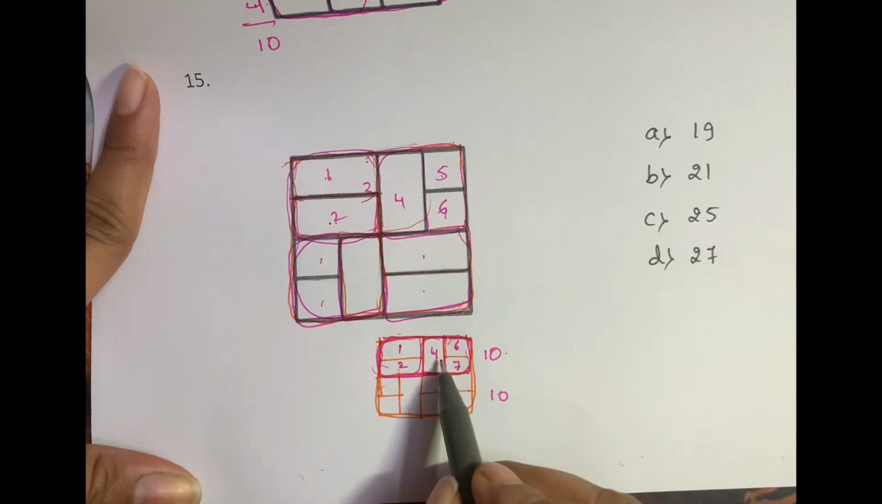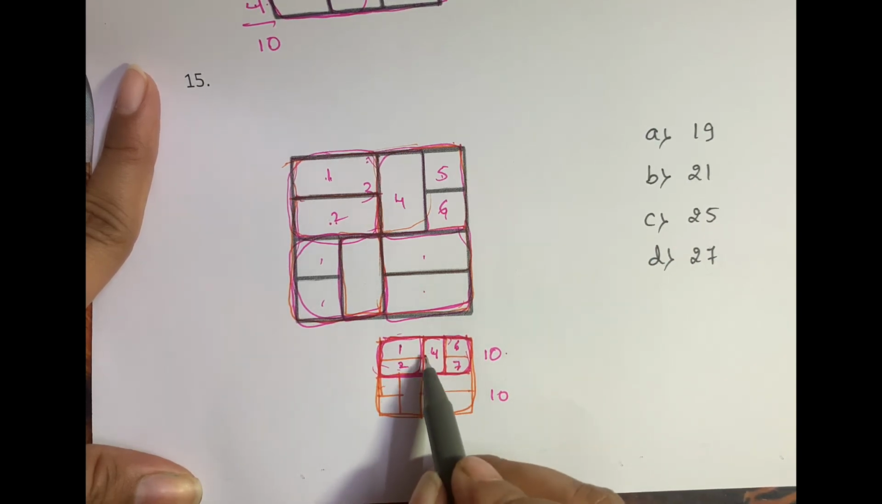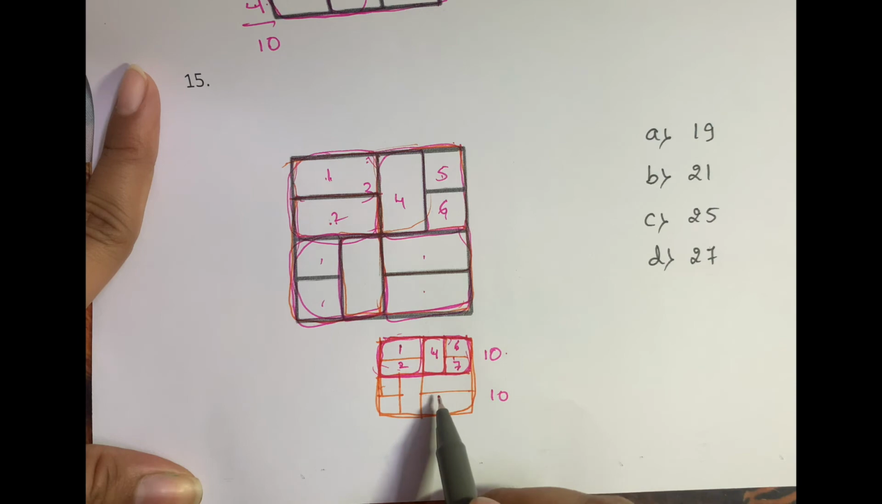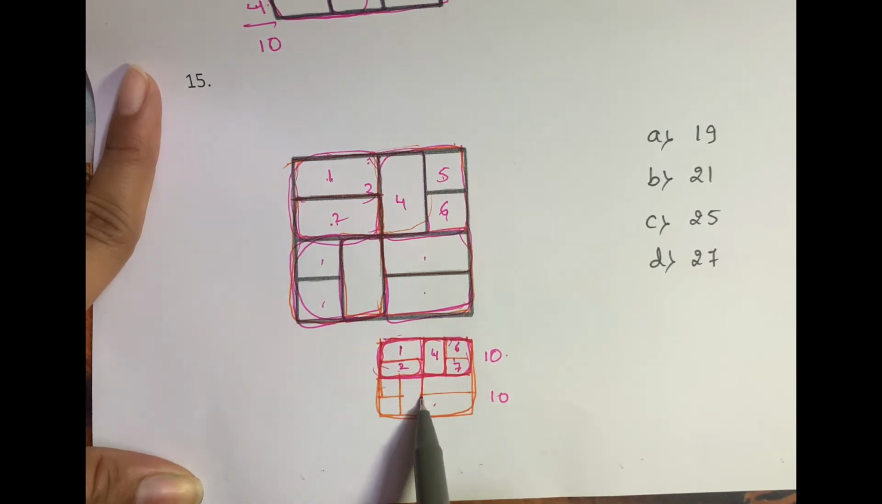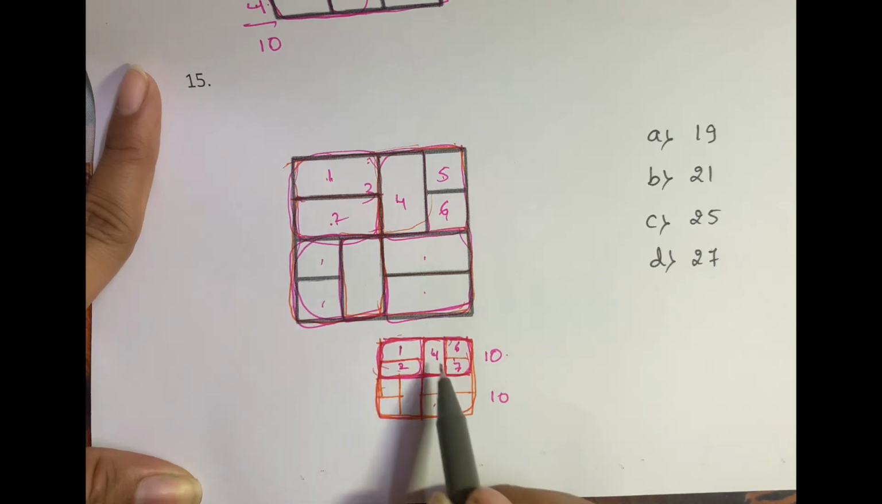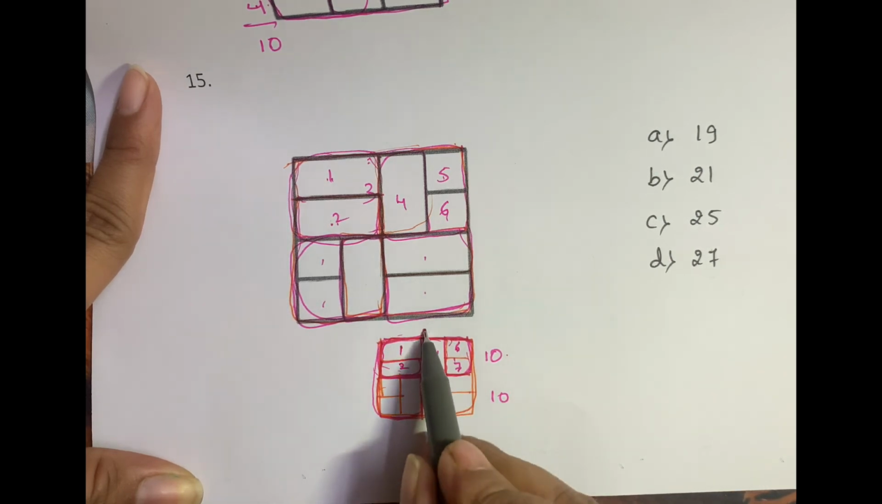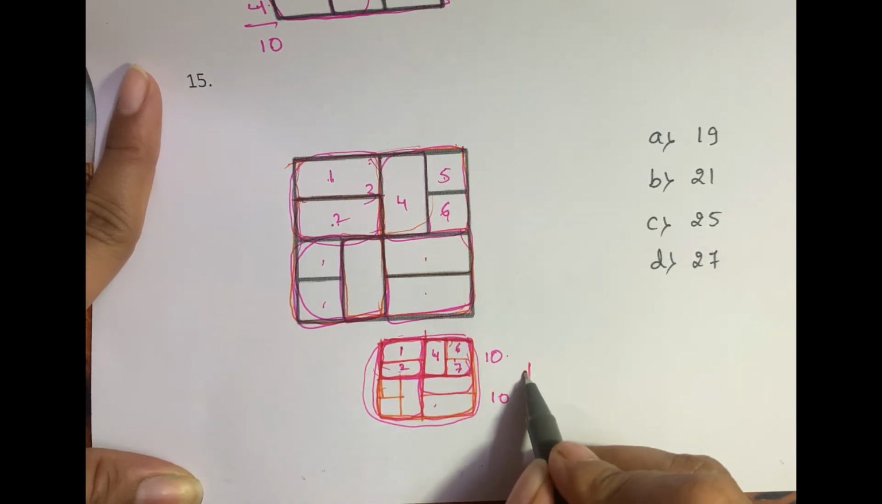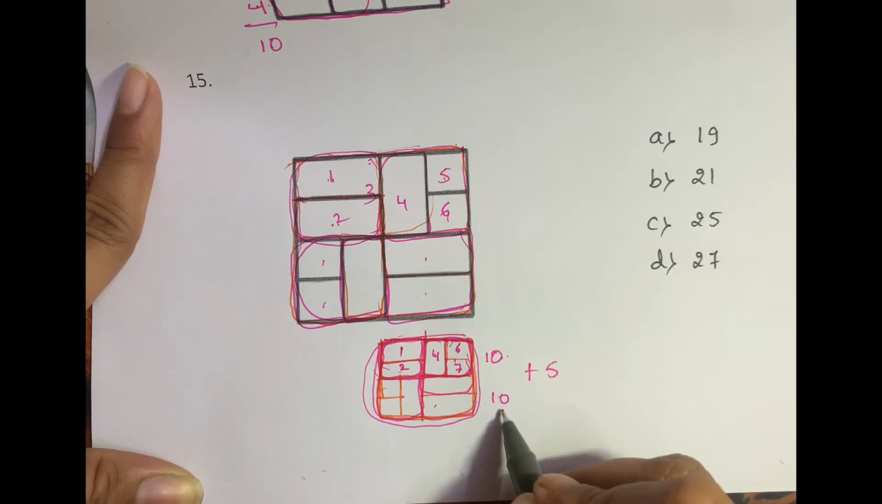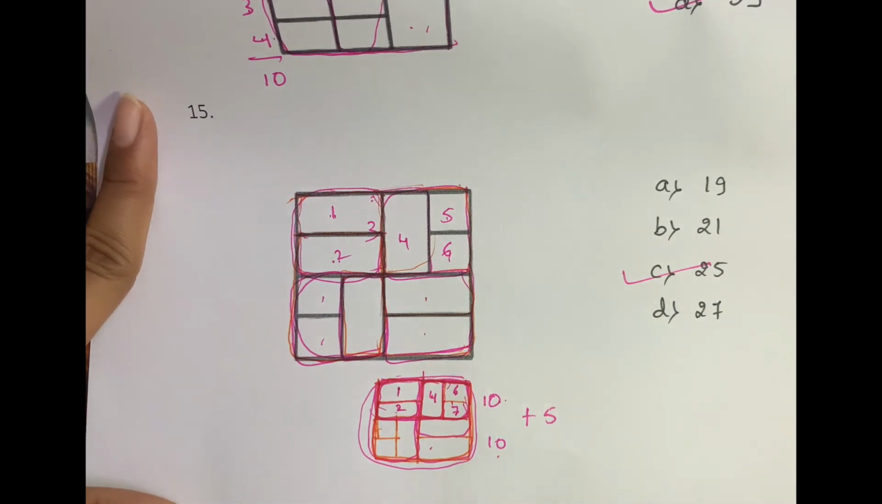So if there are similar diagrams or similar shapes, then if 10 is here, definitely 10 will be here. Apart from that, there is 1 here. Extra 1 and 2, 3 and 4, and then 1 total, that is 5 plus 5. So 10 plus 10, 20 plus 5 is 25 is the answer.